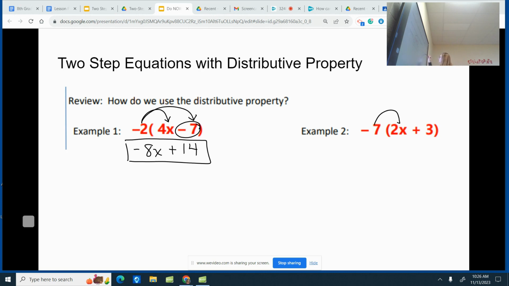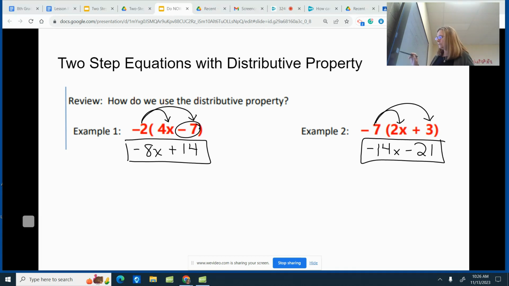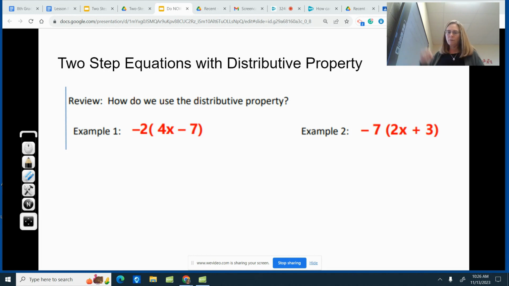So same thing, I'm going to make my little arrows here to remind myself. -7 times 2x is -14x. And then -7 times 3 is -21. All right, so -14x minus 21 is how that is simplified. All right, now I'm going to show you how we put this together with two-step equations.